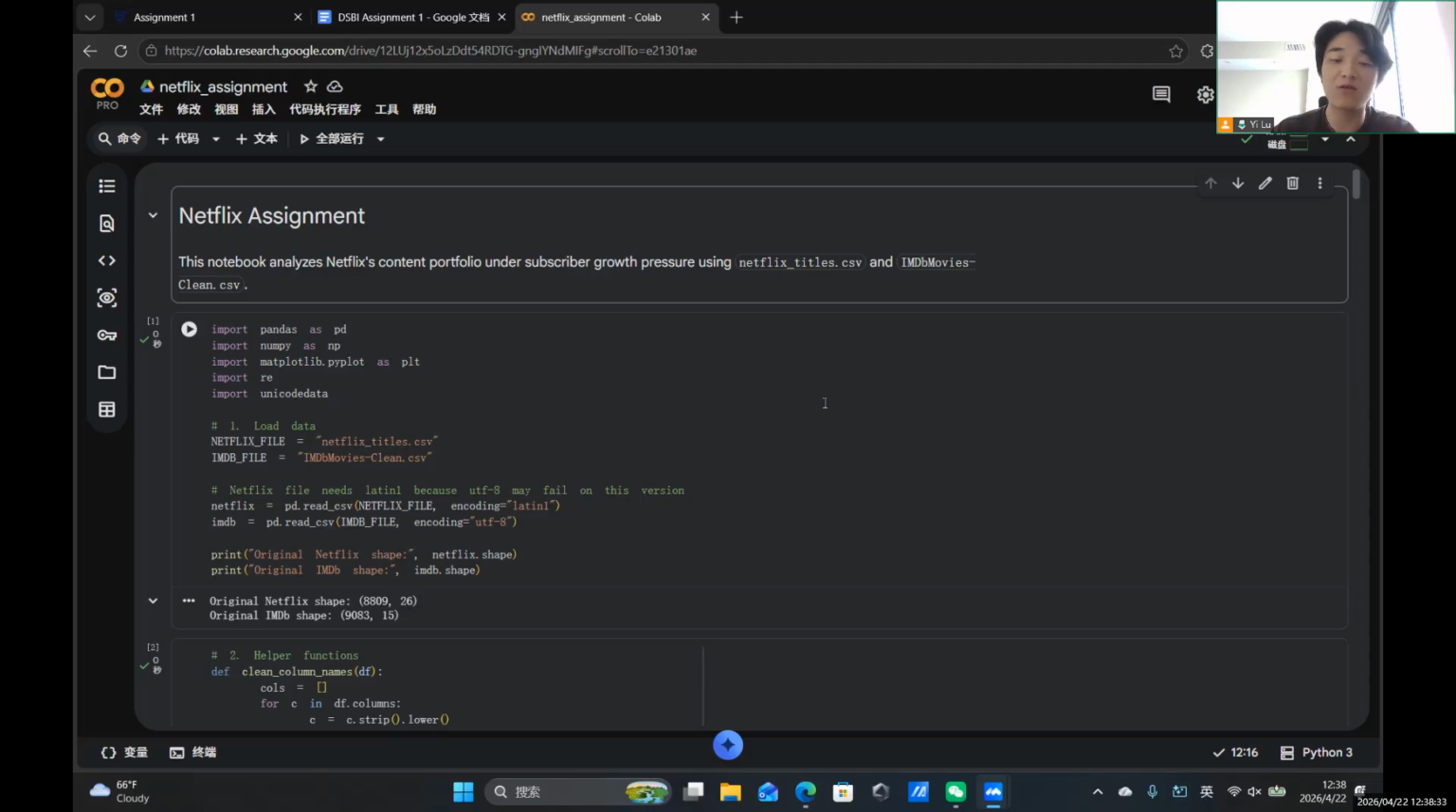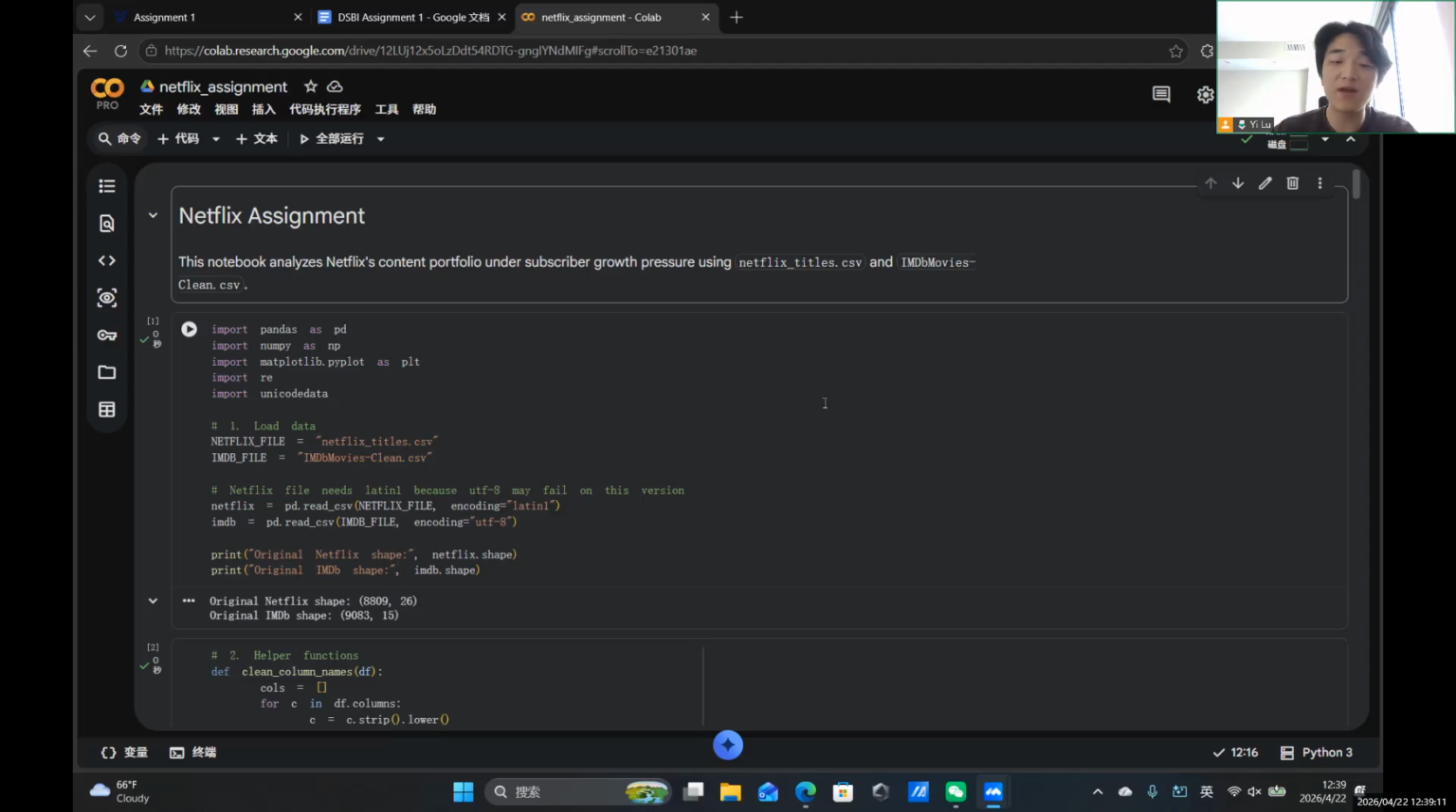I translate this into the following data-driven business problem. How can Netflix optimize its content portfolio under subscriber growth pressure? And what content characteristics are associated with stronger audience appeal? This is an important framing because I do not have access to Netflix internal subscriber-level data, such as churn, watch time, or password sharing behavior. So instead of directly predicting subscriber loss, I use public title-level data to analyze whether Netflix's content mix is aligned with stronger audience appeal.